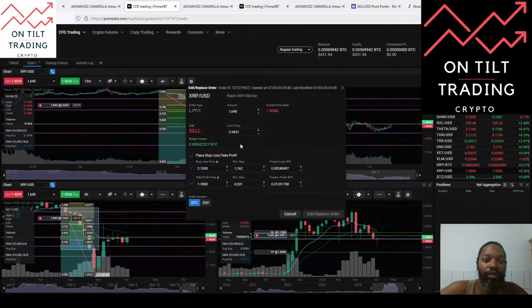And you can see my order, my entry price is 2.0431, which is in correlation with the level here on the Fibonacci that I have here at 0.79. And we can see the risk to reward ratio is probably just a little under 6-to-1 reward to risk. So I like this setup.